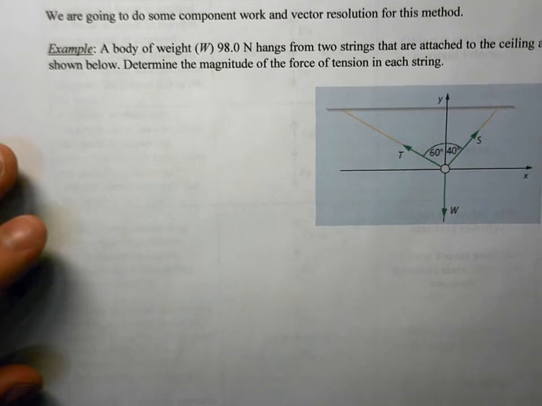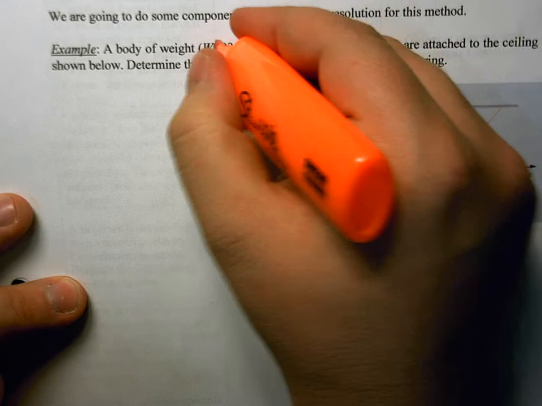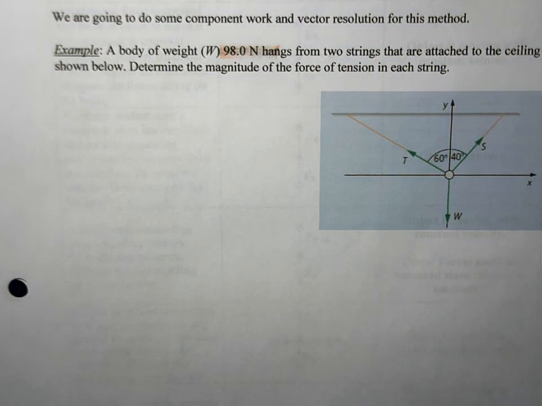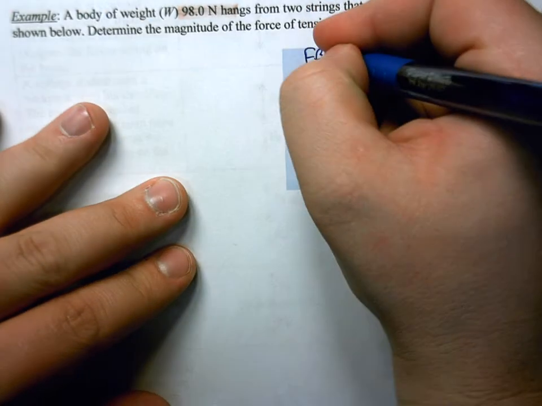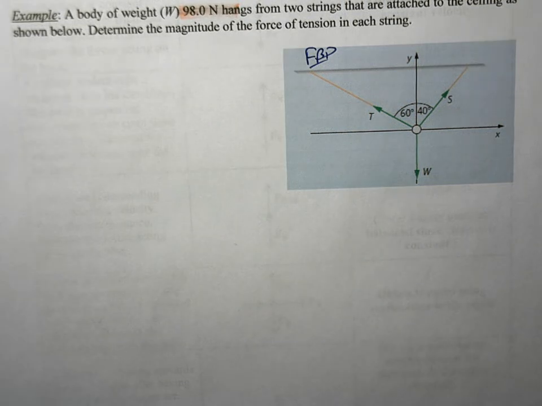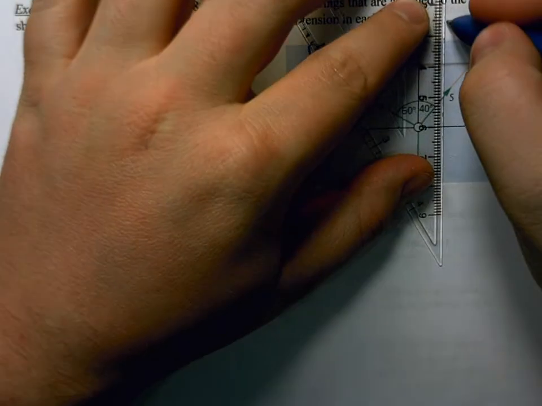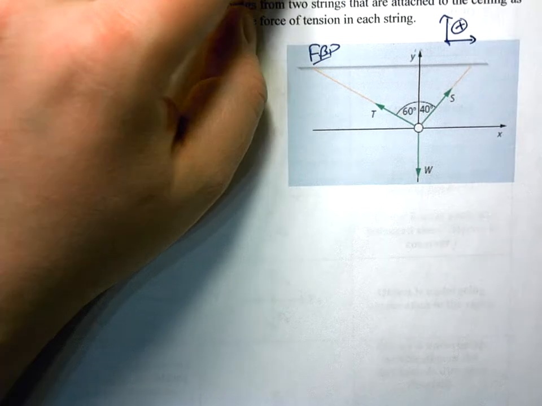So we have a body, it's got a weight of 98 newtons, and it's going to hang from 2 strings that are attached to the ceiling as shown below. Determine the magnitude of the force of tension in each string. This question is essentially a free body diagram, so we might as well just rip this free body diagram off and use it for ourselves. Now, let's call some directions positive. So let's call to the right and up positive.